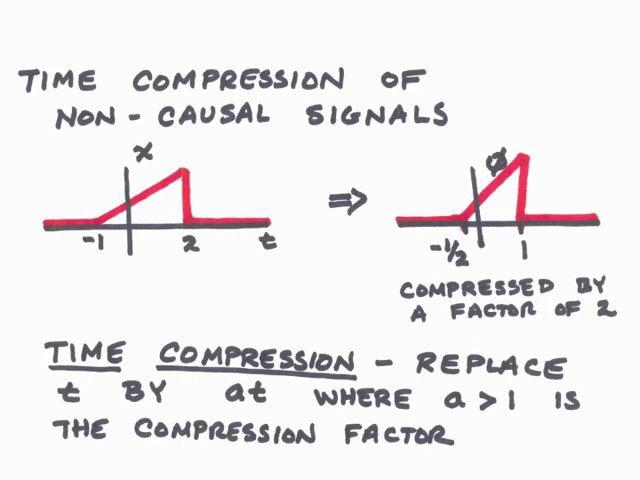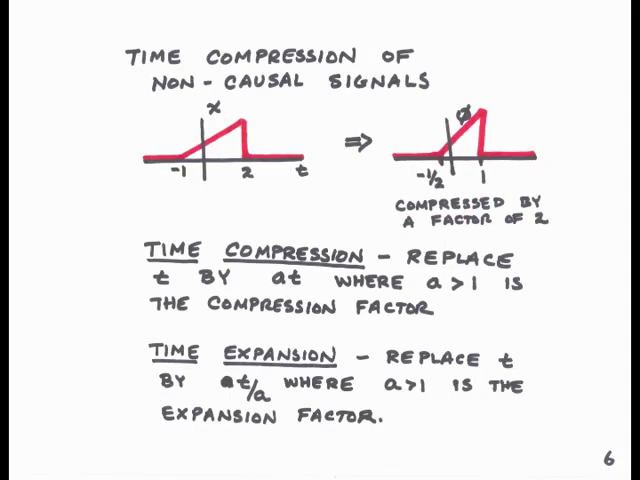If we do a time compression by a factor of 2, the point at -1 will move to -1/2, and the point at 2 will move to 1. So if we time compress, again, we time compress toward the origin, symmetrically on both sides.